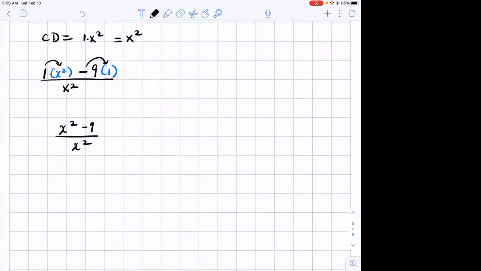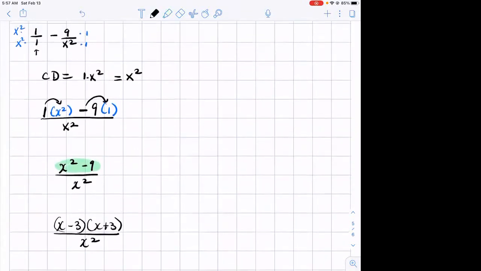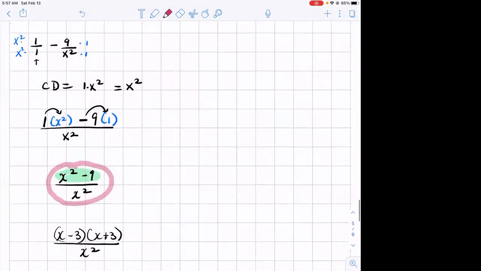Now you'll notice that this here can be factored. So this is the same as x squared, x minus 3, difference of squares, and x plus 3 over x squared. Now if I was just adding this, I would leave this as the answer, right? I would leave this as my answer. But since I know I have to divide this, I'm factoring the top.